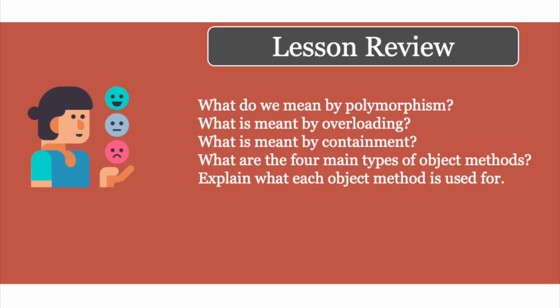But that's all from me for today. Hopefully you understand what is meant by polymorphism and what's meant by overloading and containment. You understand what the four main types of object methods are, and you can explain what each object method is used for. In addition to this, you should know how to code binary trees and linked lists using classes. So do experiment with that. Make sure that you're also familiar with the basic terms, such as what a class or an object is, what's meant by inheritance, what's meant by encapsulation, and so forth.